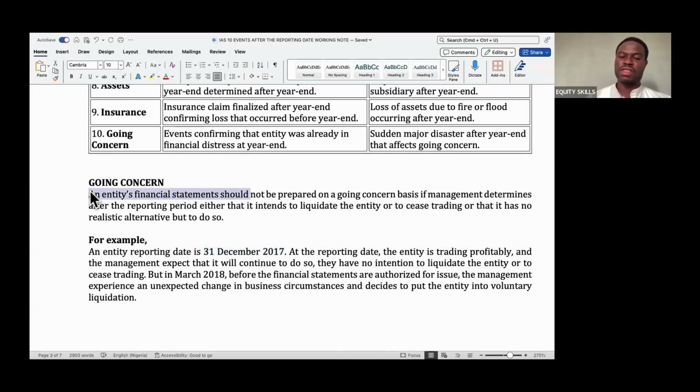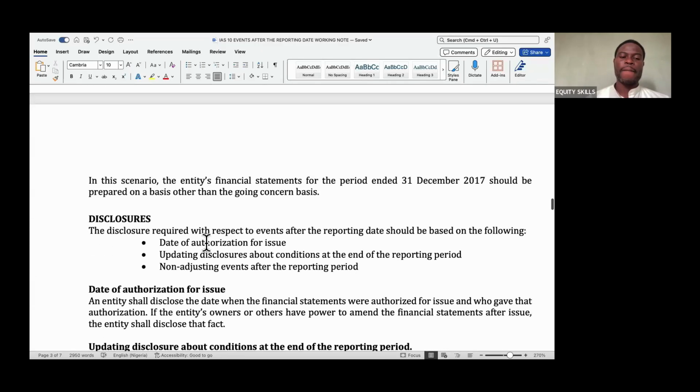So anytime an entity determines after the reporting date either that it intends to liquidate or cease trading, or that it has no realistic alternative but to do so, then that means the report of that prior year, we need to state it clearly. We need to restate a lot of our figures on the assumption that we might not continue to operate. It's important that users are aware.